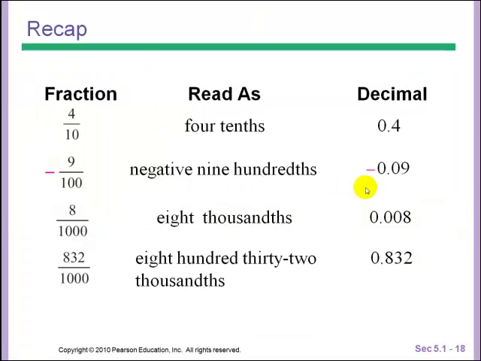Just to recap, this chart is very important. It is critical that you can go from any one of these to the other. I should be able to give you the word name 4 tenths, and you should be able to write either a decimal or a fraction. I should be able to give you the fraction negative 9 over 100, and you should be able to read it as either a word name or as a decimal. And I should be able to give you a decimal, such as 0.008, and you should be able to read it as words, 8 thousandths, or as a fraction, 8 over 1,000. Note, I did not simplify these just to illustrate the relationship between the decimals, the names, and the fractions. Again, you need to be able to go back and forth between these various forms.